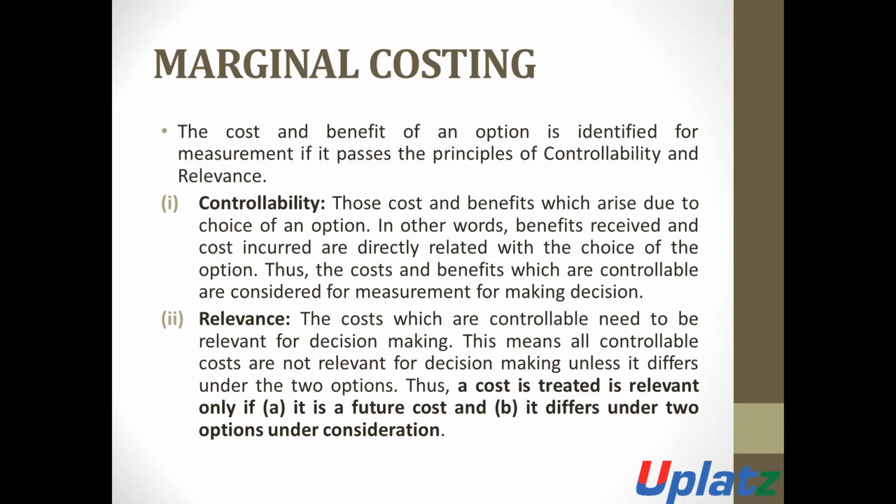This is the controllability. The costs and the benefits which are controllable are to be considered for the purpose of decision making. And then the relevance: the costs which are controllable need to be relevant for the decision making. Number one, the cost is controllable, and it should be relevant for the decision making.